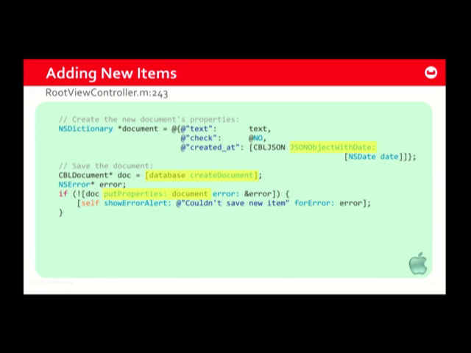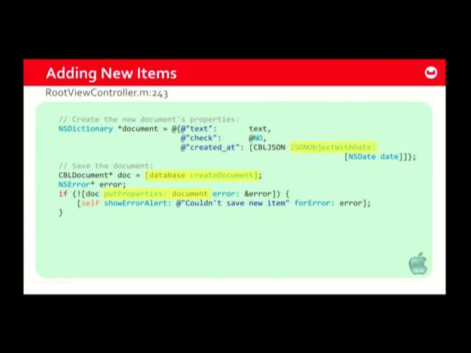Then the top part here, we're creating an NSDictionary, which corresponds to a JSON object in Objective-C, with the text, the property for the check mark, which starts out no, and the createdAt is the creation date. And since you can't store dates as native objects in JSON, we're using a utility function called JSONObjectWithDate that will take a Cocoa date object and convert it into a string in the ISO 8601 format, which is fairly universally used in JSON.